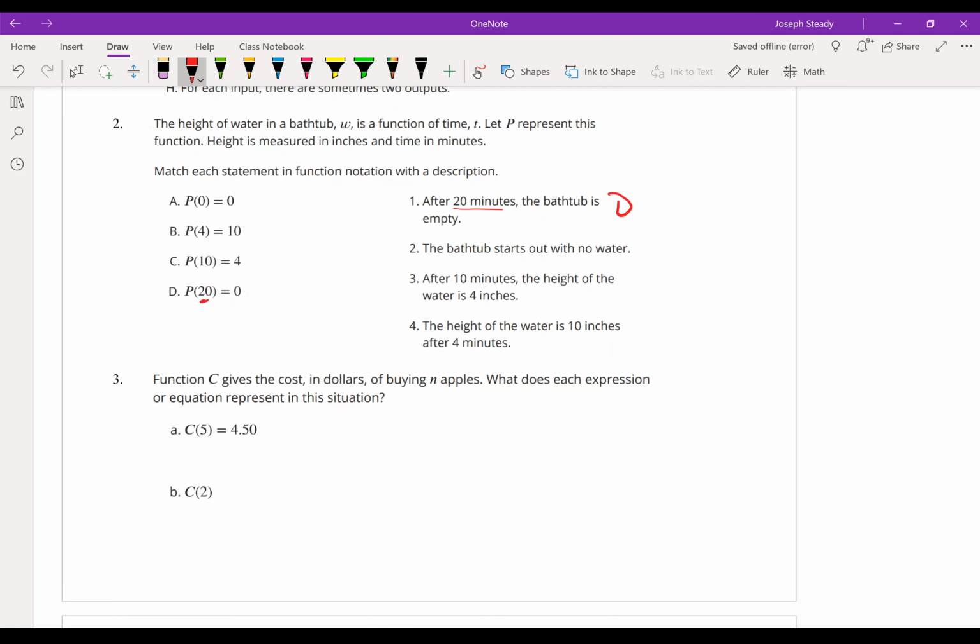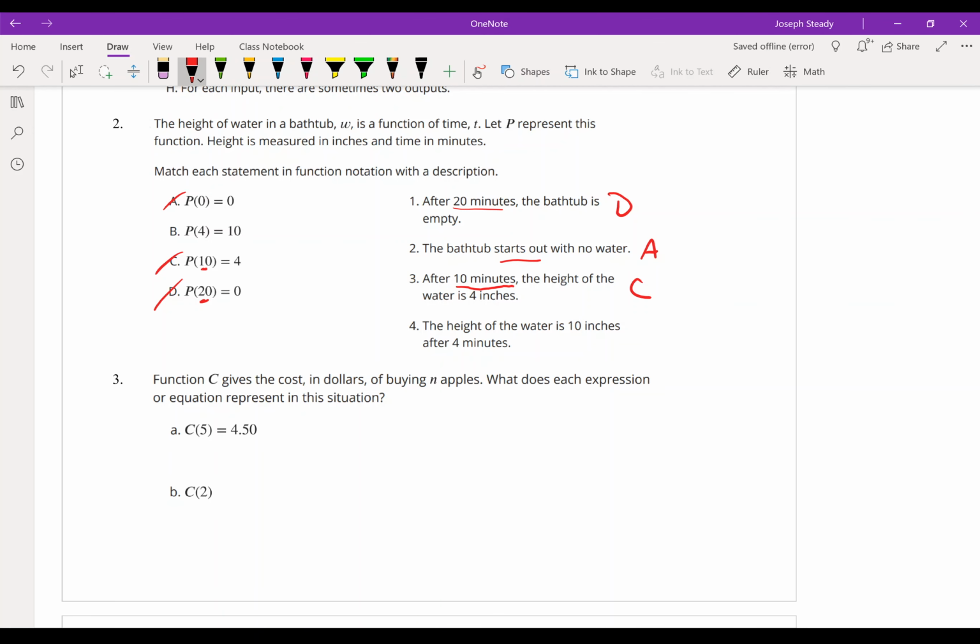The bathtub starts out with no water. Well, again, that means the bathtub's empty, so my output is 0, and it starts out, that means the time, the input, is also 0. So that's option A right there. Okay, so we got those two done. After 10 minutes, the height of the water is 4 inches. So here my input is 10, right? Time is my input. So 10 minutes is the input to the function, the output is 4. That is option C here. Remember, input is always what's in the parentheses there.